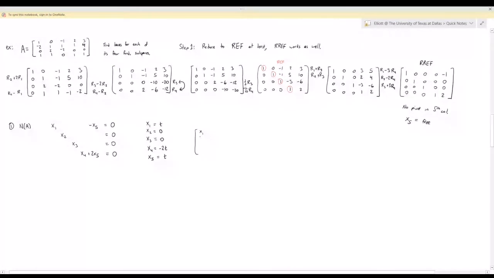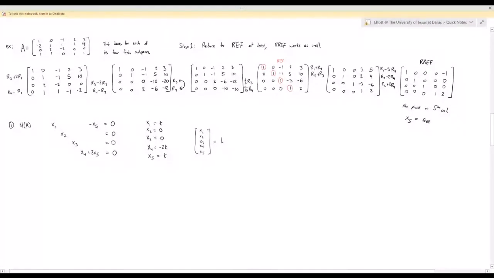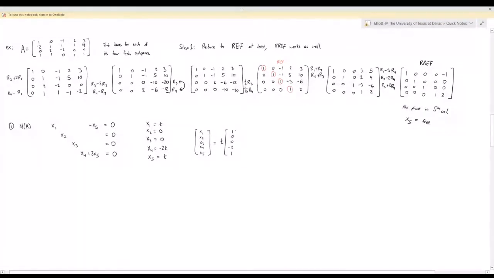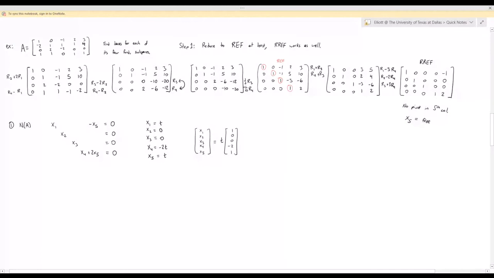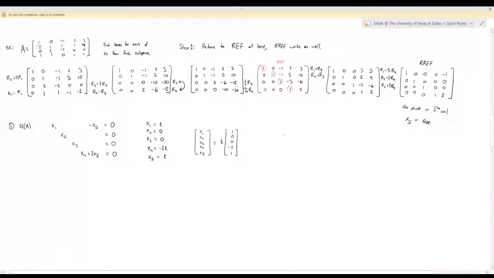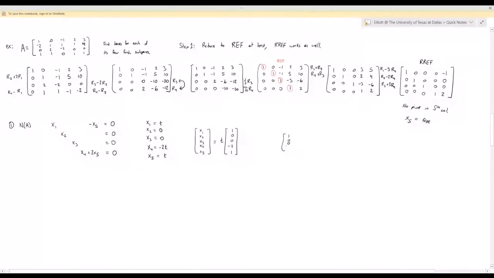So the solutions to Ax equals 0 are going to be all multiples of the vector 1, 0, 0, negative 2, 1. Okay. So this one vector that we got here, the 1, 0, 0, negative 2, 1, this vector by itself would give you a basis for the null space.